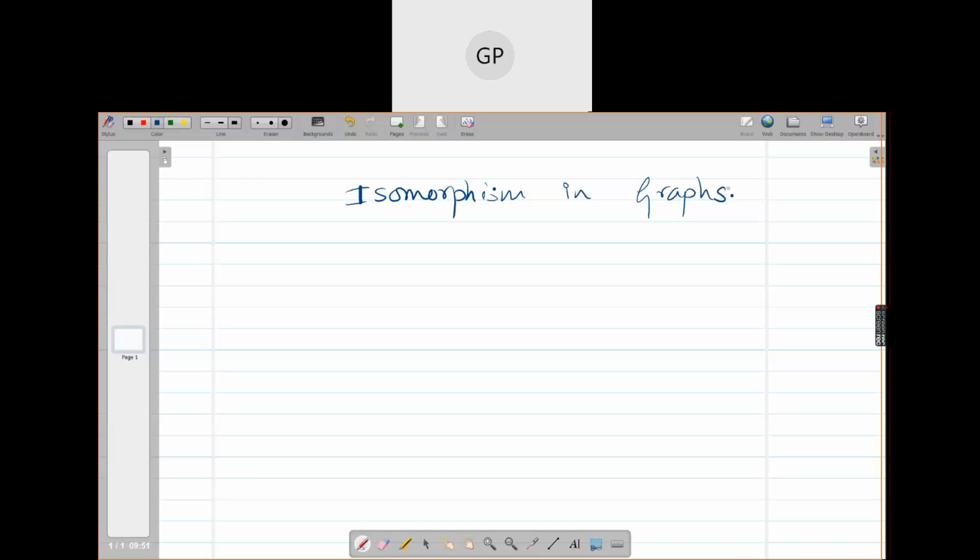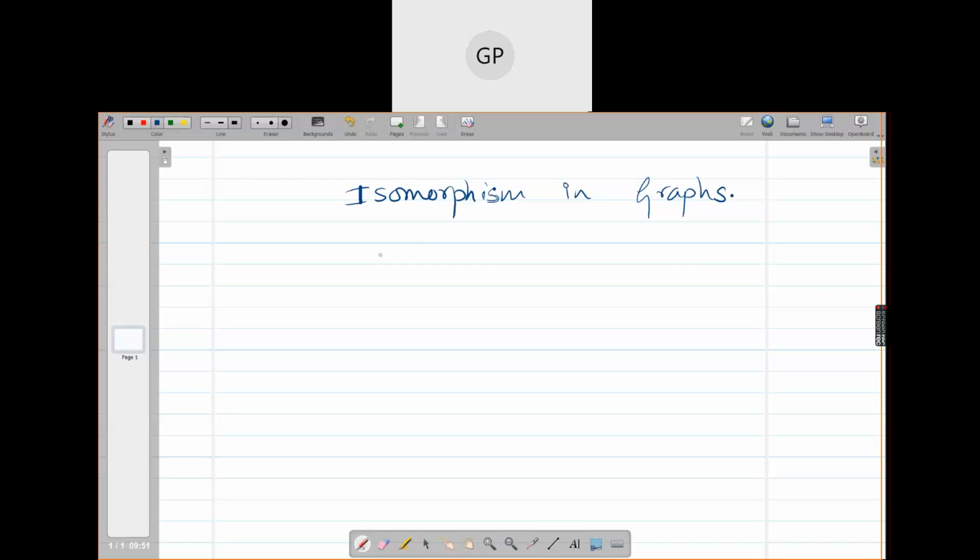Have you heard this word before, isomorphism? Okay, so isomorphism means we are talking about similarities in the graph. So you need a minimum of 2 graphs to check the isomorphism. So in what sense are they similar to each other?